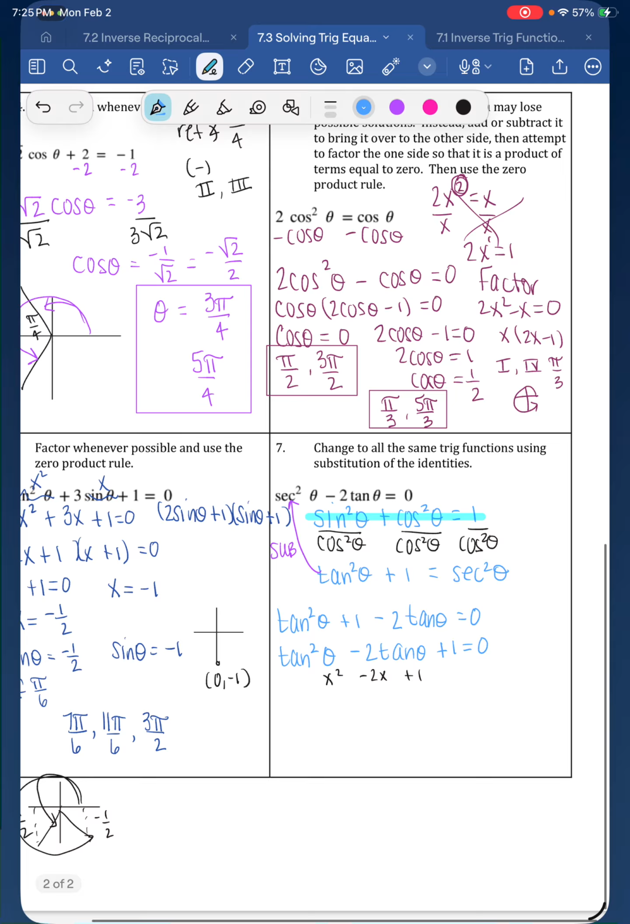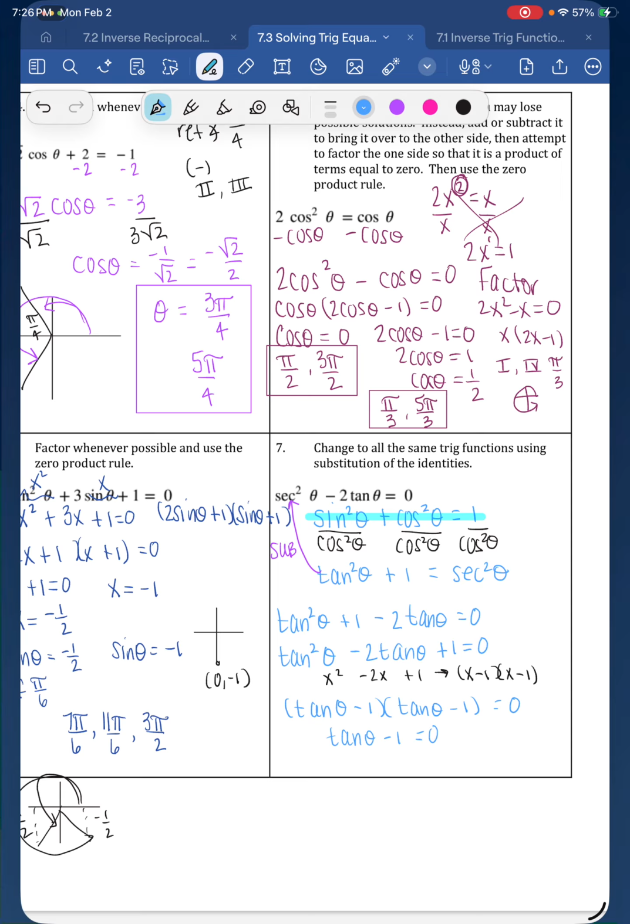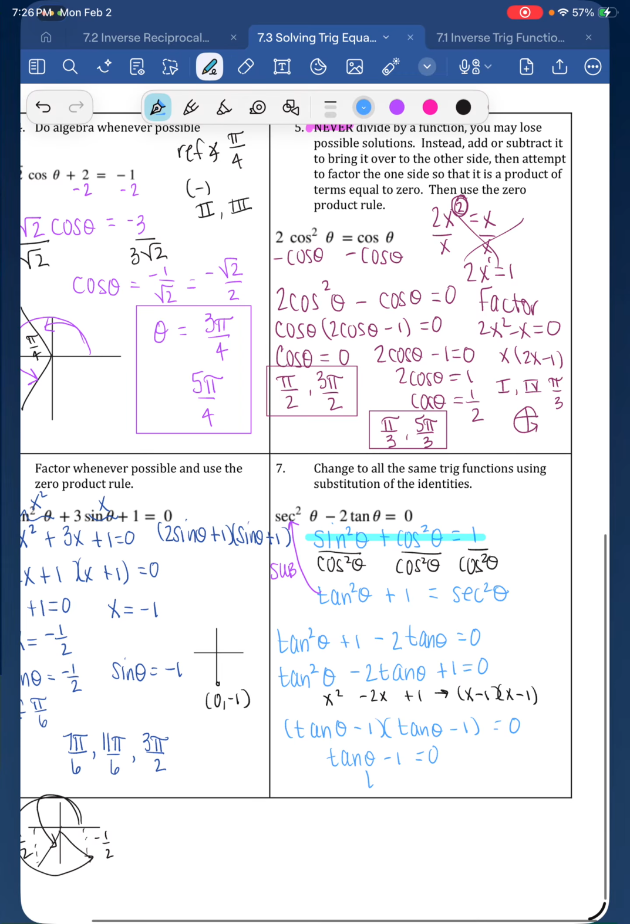So you can factor this as tangent theta minus 1 times tangent theta minus 1. If you have poor factoring skills, you've got to come in for help. Or if you want to just do it with x's, you could say that this is x minus 1 times x minus 1. But instead of x, it's really tangent. Zero product property. And you get the tangent of theta minus 1 equals 0. You get it twice, so I'm not going to write it twice. So now it's going to be the tangent of theta equals 1.